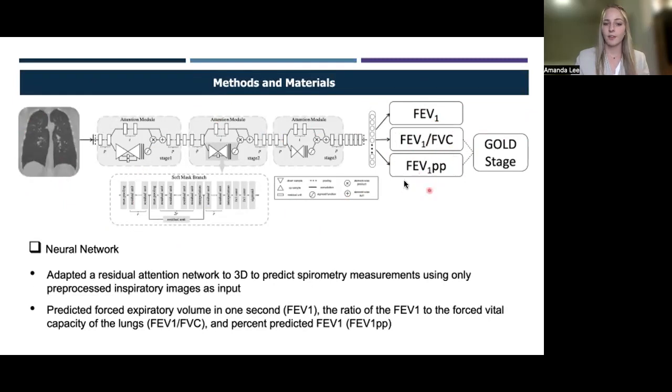And then also your FEV1 % predicted is your FEV1 divided by the average FEV1 for people of your same demographic. So people with your same height, sex, weight, etc. And then these 2 values are partitioned into severity stages called the gold stages. And the proposed method is evaluated based on its ability to predict these spirometric measurements and the utility of these measurements to estimate the gold stage.